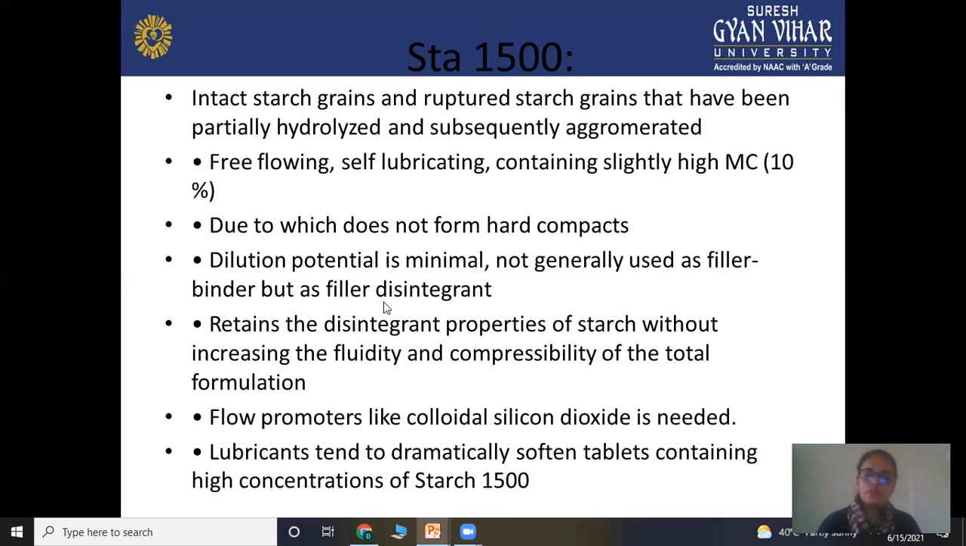Next, a flow promoter like colloidal silicon dioxide is needed. It shows good flow of certain compounds, and colloidal silicon dioxide is also needed. And lubricants tend to typically soften tablets containing a high concentration of Star 1500.